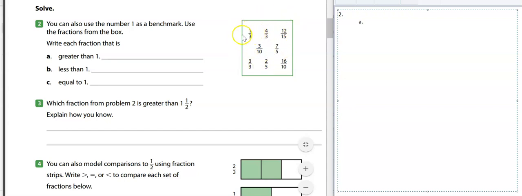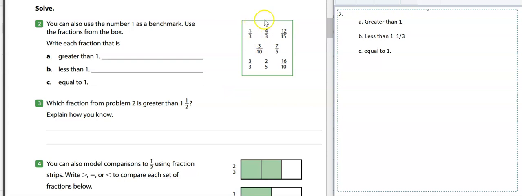So we're going to start right here at 1/3. Would 1/3 be greater than 1, less than 1, or equal to 1? 1/3 will be less than 1. So let's go ahead and write that down on the side. As I write my answers on the side in this space, you need to go ahead and write them in the correct space on your page. So now we've taken care of 1/3, and we said 1/3 is less than 1.